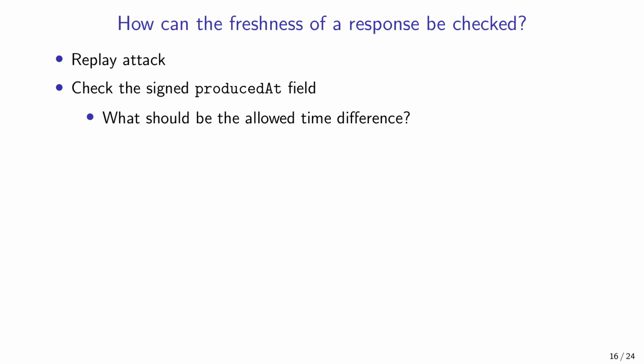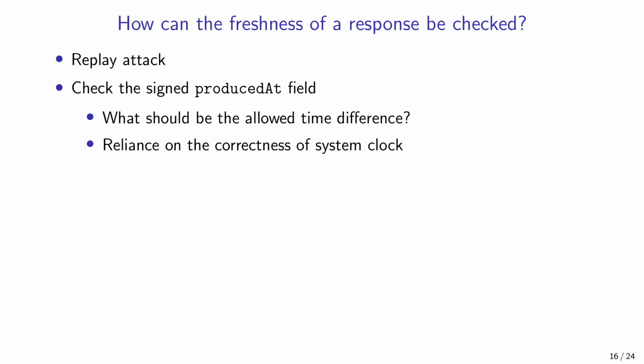Most likely it will not be the current time because it will take some time for the server to sign the request and transmit the response back to the client. So how large of a time difference should be tolerated? 2 seconds, 5 seconds, a minute? To enforce this freshness check, we also have to rely on the correctness of the system clock. If we don't have access to a trusted and precise system clock, this check becomes problematic, right?